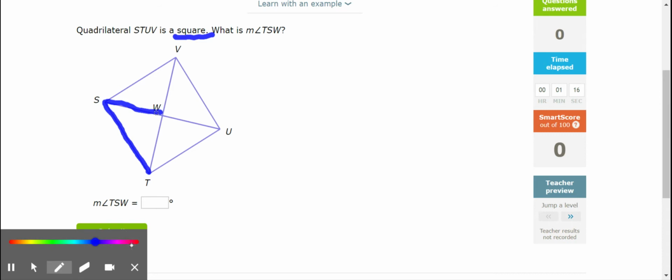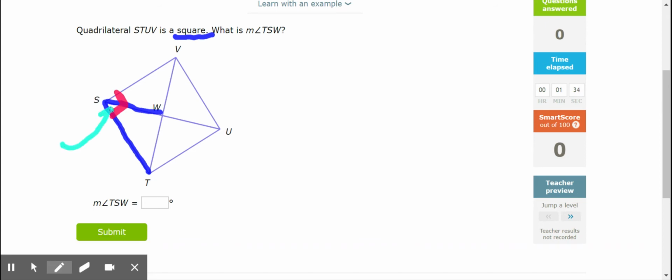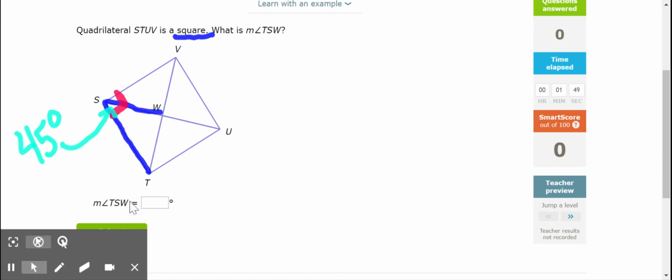What we know about a square, first of all, is that all of the angles are right angles. So this whole angle right here is a right angle. We also know that these diagonals bisect that angle. So that means that the blue part, which is the angle that we're trying to find, is half of 90 degrees because that cuts it in half. So half of 90 degrees is 45. So that angle TSW is 45 degrees because it's half of 90.